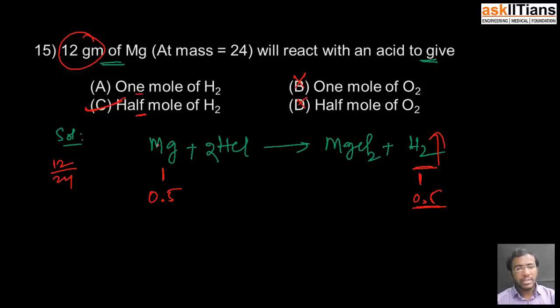So this is a very simple question. Instead of 12, if you take 24 grams, you would have got 1 mole of hydrogen. But you will get only hydrogen, you don't get oxygen. So you can easily eliminate these two and calculate the moles of hydrogen which is liberated. Let's see the next question.